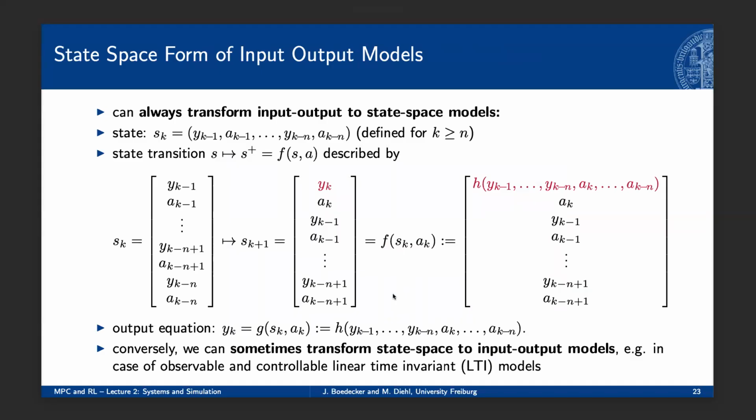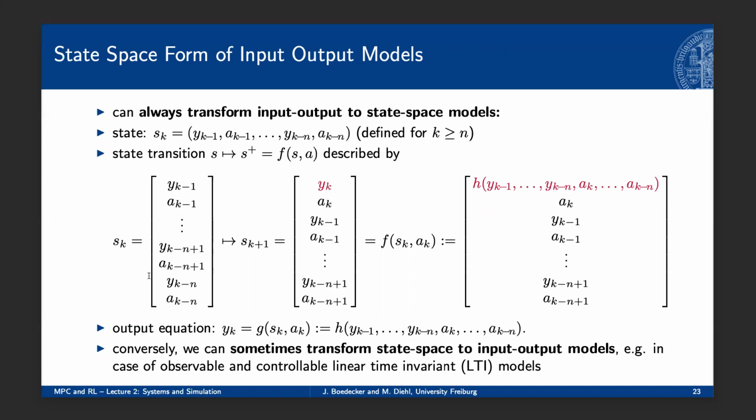So if you have an input-output model, you can always transform it to a state space model following this procedure that I show here. So you just define the state to be all the past inputs and outputs. You can define the state, of course, not for 0, because you already need a window. So you can define it only for any k bigger than n. And then your state s is mapped to the next state s plus, and let's look into the details.